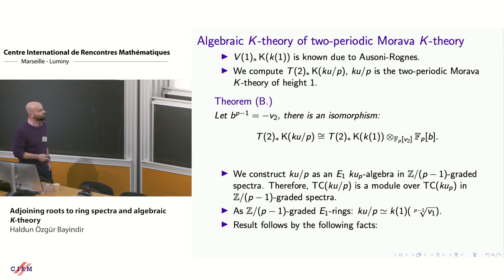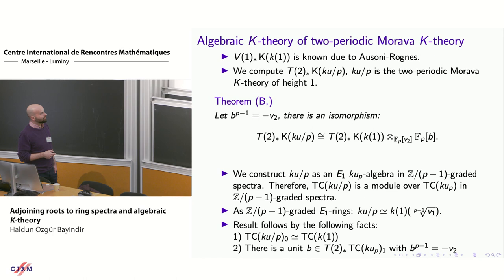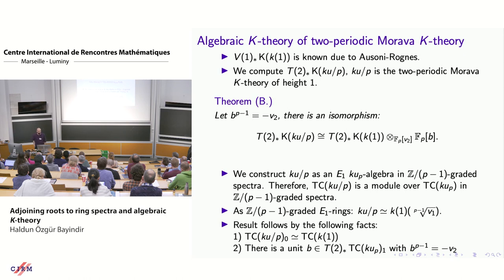And then the result follows from the following facts. TC of Ku mod P, as a P minus one graded object, in weight zero is given by TC of K1 because of this root adjunction here. And again, there's a unit in T2 homology of TC of KUP of weight one. So what happens is that T2 homology of Ku mod P is a module over this ring, right? But this P minus one graded ring has a unit in weight one. So you got this classical situation again. If you have a graded ring with a unit in weight one, every module would be one periodic, right? So you just need to know weight zero. And weight zero is given by the previous theorem, so you obtain the entire object. Okay, so I stop here.